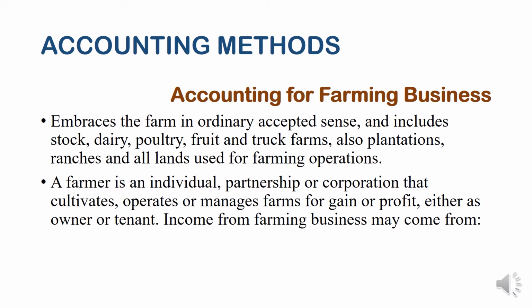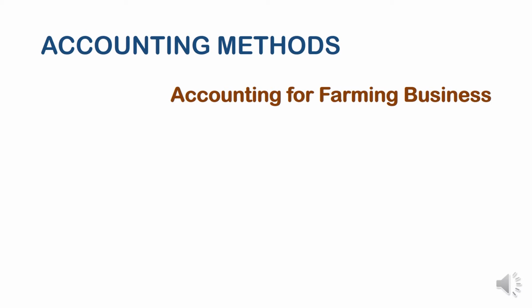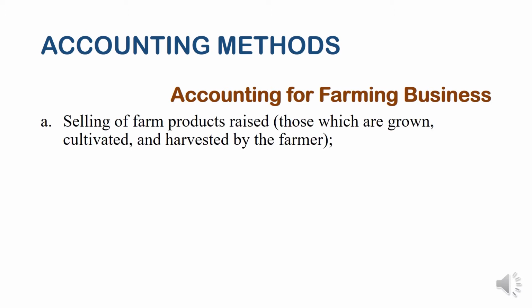Income from farming business may come from different sources. There are three. First, from the selling of farm products raised, such as those which are grown, cultivated, and harvested by the farmer. For example, if the farmer is engaged in palay or rice farming, then the harvest and the sale of those farm products shall be considered as his revenue.